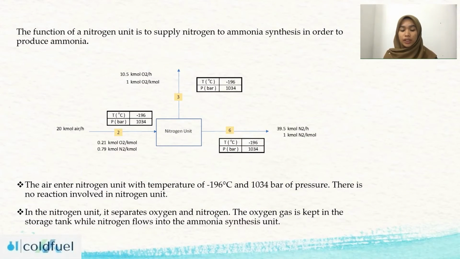The function of the nitrogen unit is to supply nitrogen to ammonia synthesis in order to produce ammonia. The air enters the nitrogen unit at a temperature of -196 degrees Celsius and 1034 bar of pressure. There is no reaction involved in the nitrogen unit. It separates oxygen and nitrogen. The oxygen gas is kept in the storage tank while nitrogen flows into the ammonia synthesis unit.